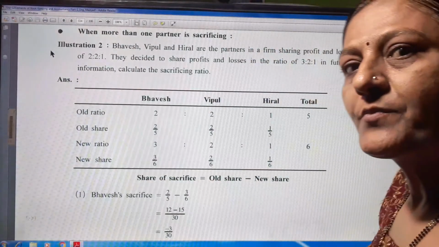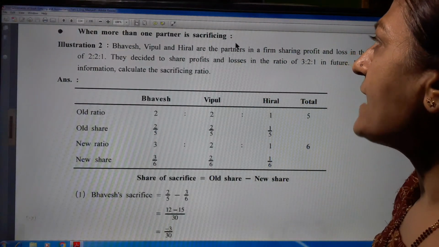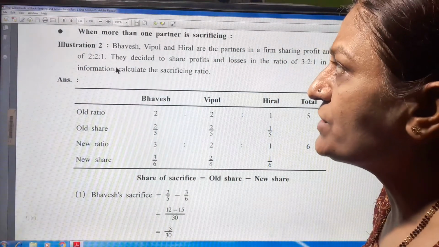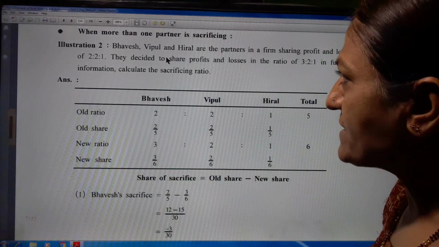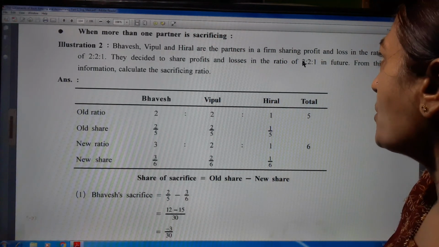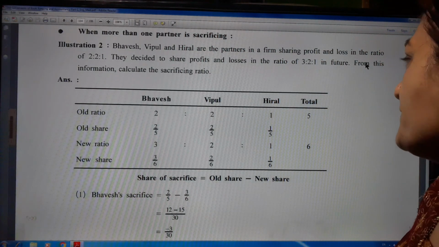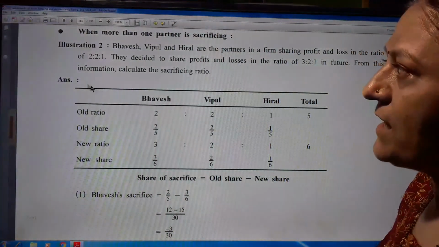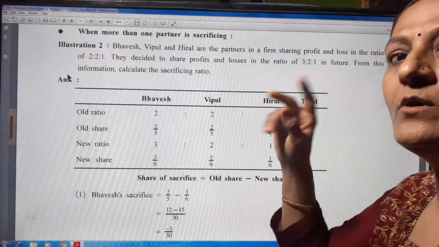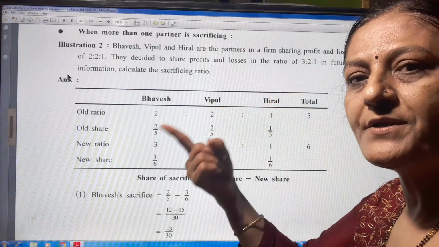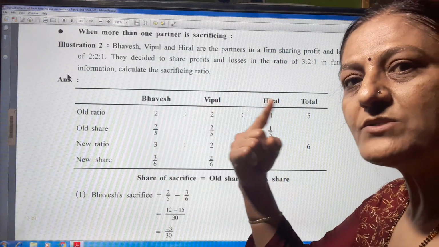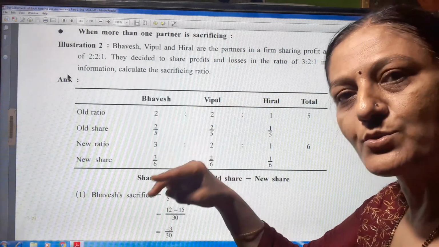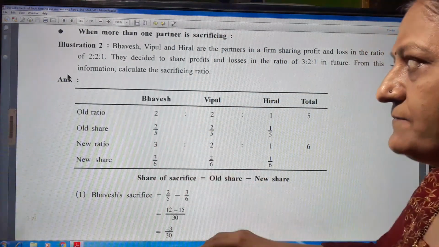Illustration number 2: Bhavesh, Vipul and Hiral are partners in a firm sharing profit and loss in the ratio 2:2:1. They decided to share profit and losses in the ratio 3:2:1 in future. From this information, calculate the sacrificing ratio. In the answer, two ratios are necessary: first, old ratio and new ratio. From the old ratio we make the old share, and from the new ratio we make the new share. This way, we make one table.